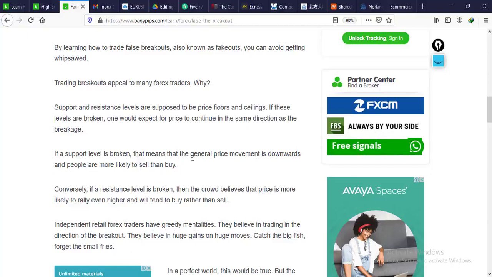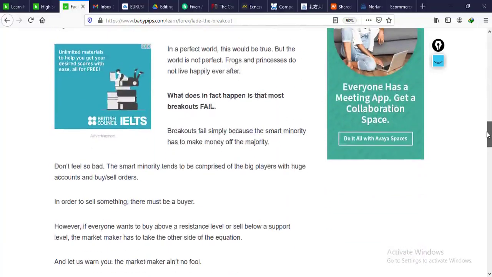Independent retail traders have greedy mentalities. The big boys know this. They believe in trading in the direction of the breakout. That's what retail traders do. And they also believe in huge gains on huge moves. They want to catch the big fish and forget the small fish. However, that doesn't happen in the perfect world, where frogs and princesses do whatever they want to do and live happily ever after. In fact, there's no happy forever after in the forex market.